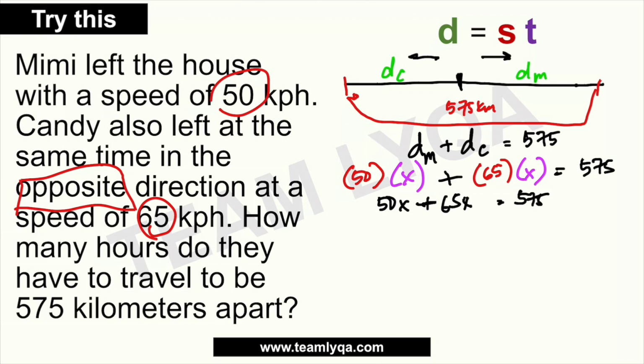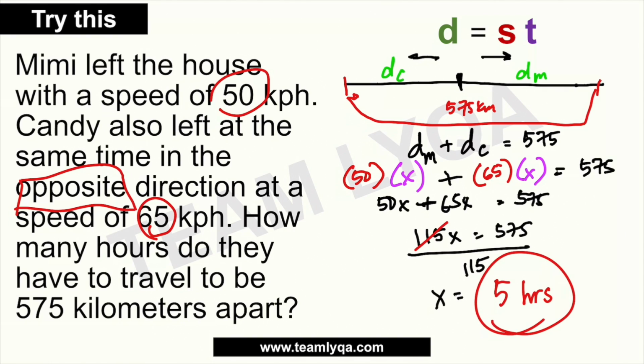I-add natin tong dalawa. That would give us 115x is equal to 575. I-divide natin both sides sa 115. Again, we are just following yung rules ng equalities para ma-cancel natin ito at maiwan yung x sa isang side. So now we have x is equal to, i-divide natin ito. This will give us 5. Okay? So the answer is 5 hours. So 5 hours lang kailangan tumakbo para maging 575 kilometers yung layo nila sa isa't isa.